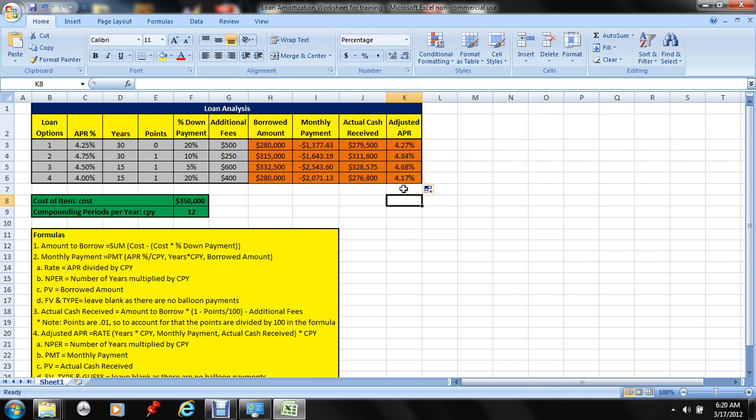Okay, so now by looking at the monthly payment column, you can see loan option 1 has the lowest payment, in this case $1,377. And loan option 4 has the lowest adjusted APR, which in this case is 4.17%. So again, that's how you build the formulas, and I hope this video is helpful in providing you the framework and tools to evaluate and understand multiple loan options.